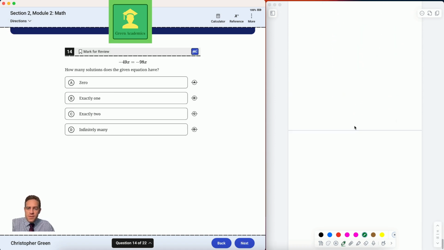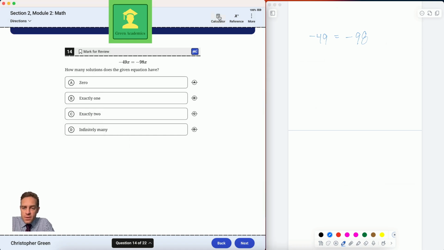How many solutions does the given equation have? Well, if x were to be crossed out from both sides, you would have negative 49 equals negative 98, which is obviously never true. But there's the one weird exception, of course, in the language of mathematics, which is that if x is 0. If x is 0, then it's 0 times something equals 0 times something, which is true. So the answer is 1.